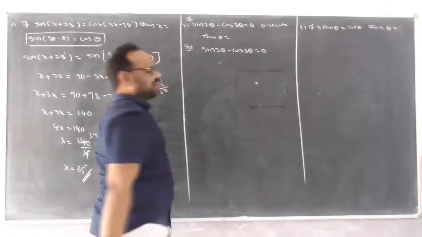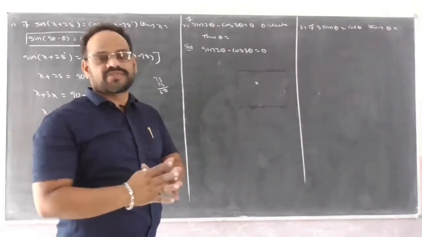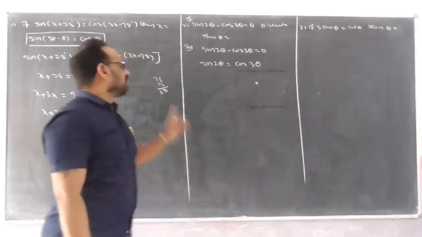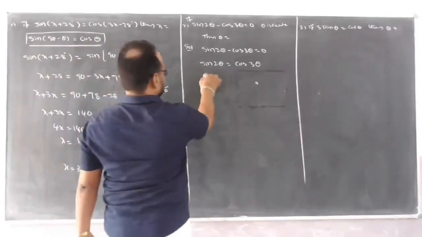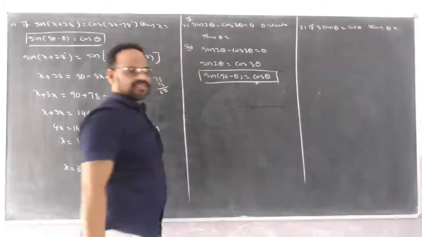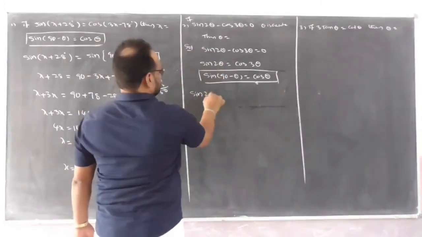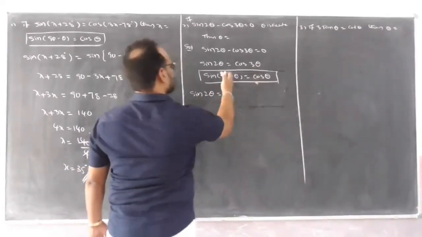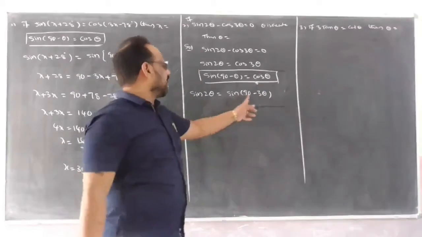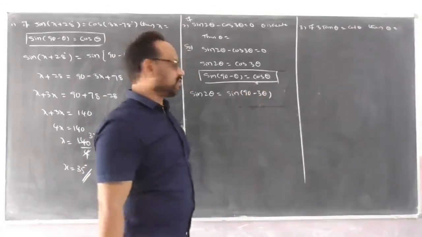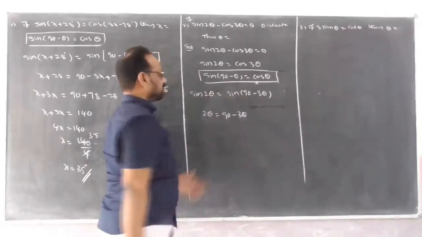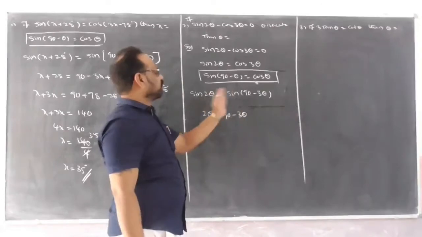If you transpose minus cos 3 theta from LHS to RHS, it will become plus. So sine 2 theta is equal to cos 3 theta. Already we know that sine of 90 minus theta is equal to cos theta. So cos 3 theta can be written as sine of 90 minus 3 theta. So sine 2 theta is equal to sine of 90 minus 3 theta. Comparing LHS and RHS, 2 theta is equal to 90 minus 3 theta.